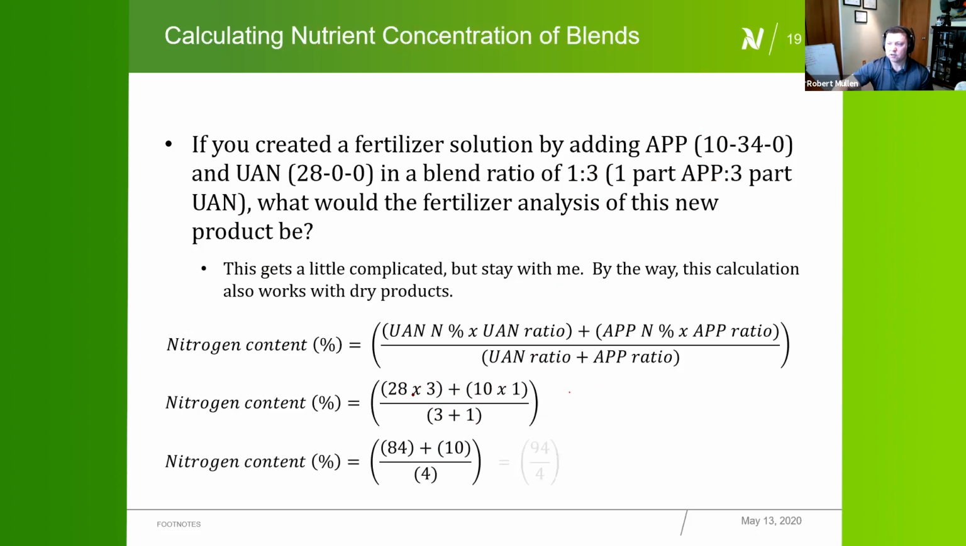Make sure you enter the equation. That's why I do this in a step-by-step process. 84 plus 10 is 94 divided by 4, 23.5. So the new nitrogen analysis of this product would be 23.5. If you just simply did the average of 28 and 10, you're going to be somewhere in the magnitude of 19. Because this is a heavier nitrogen product, your nitrogen concentration is going to be higher than that. Okay, that's another check.